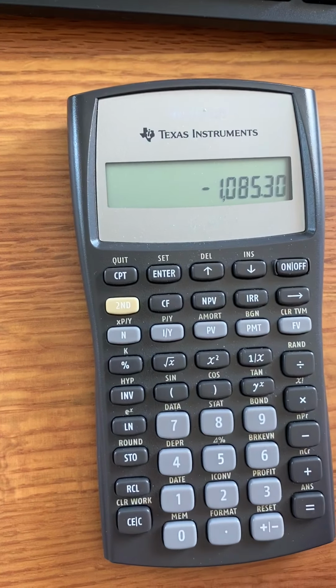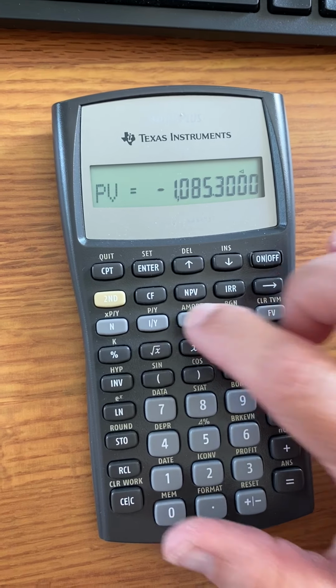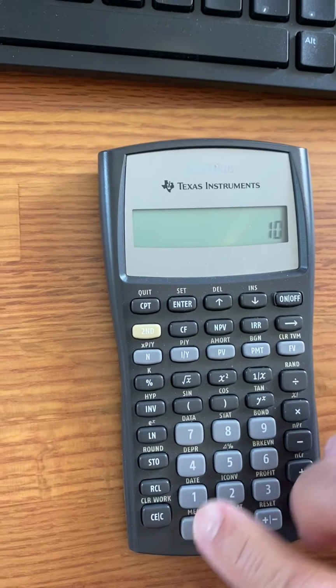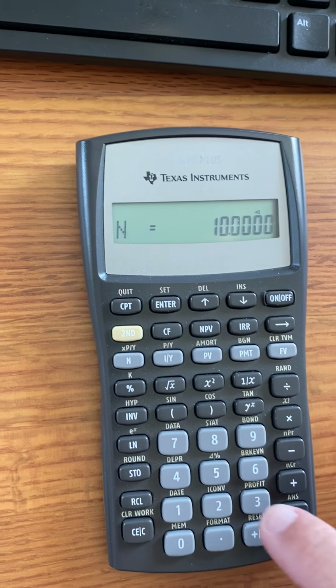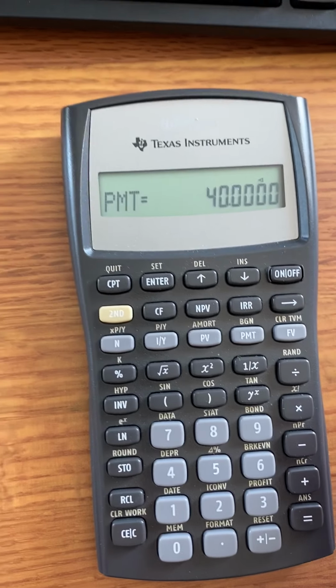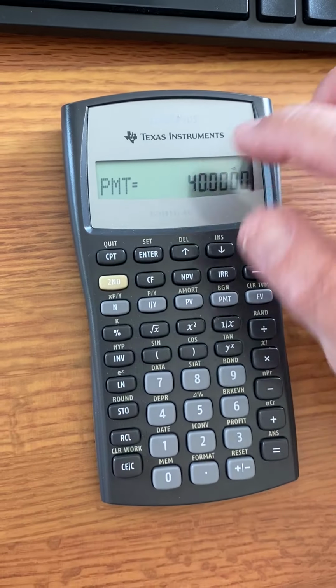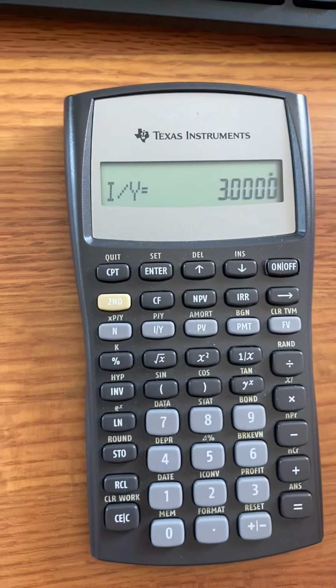Don't forget to change the sign, because your PV and your FV have to be different signs. We know it's a 10-year bond, and we know that the payment is $40. And again, your payment has to be a different sign than your PV. Your payment and your future value have the same sign. And now you just have to compute I. And there you go, 3%.